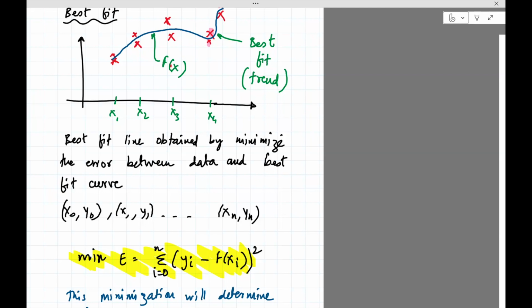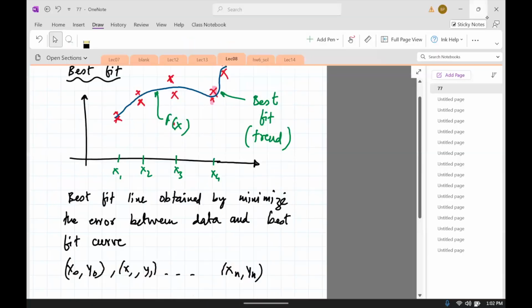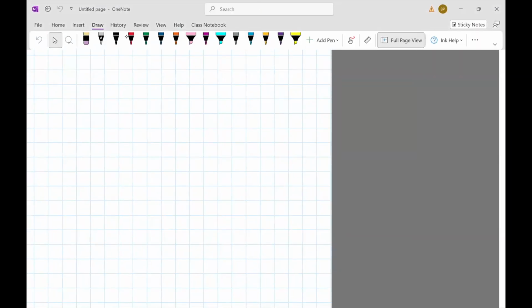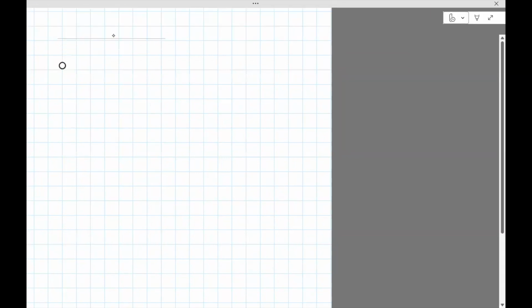And so on. So what we'll do is we'll start off with linear regression, which is basically fitting a straight line. And then we'll go to other things like polynomials.